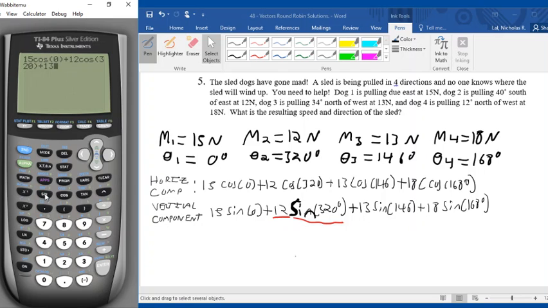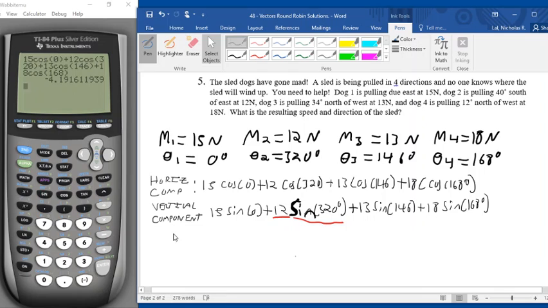Plus 13 times the cosine of 146 plus 18 times the cosine of 168. So that should give us an output of negative 4.19. So our x output is negative 4.19.